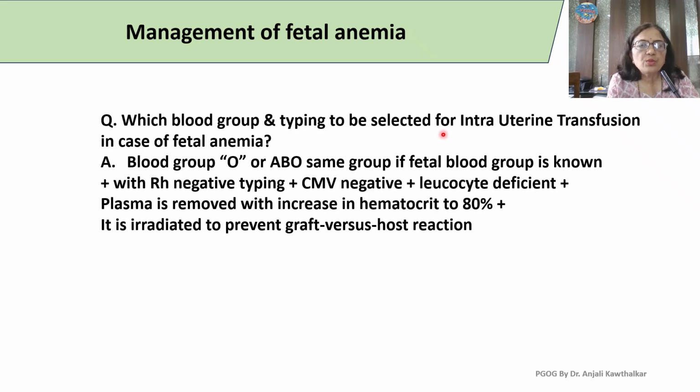Which blood group typing is to be selected for intrauterine transfusion in case of fetal anemia? Blood group O, or if the fetal blood group is known, then the same ABO group with Rh negative blood, which is cytomegalovirus negative, leukocyte deficient. Plasma is reduced to increase the hematocrit to around 80% to prevent fetal problems because of overperfusion, and it is irradiated to prevent graft versus host reaction.